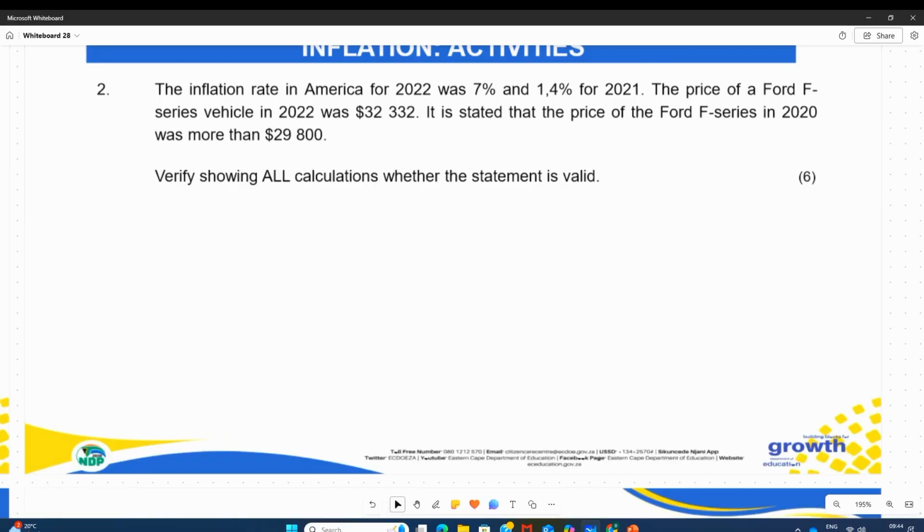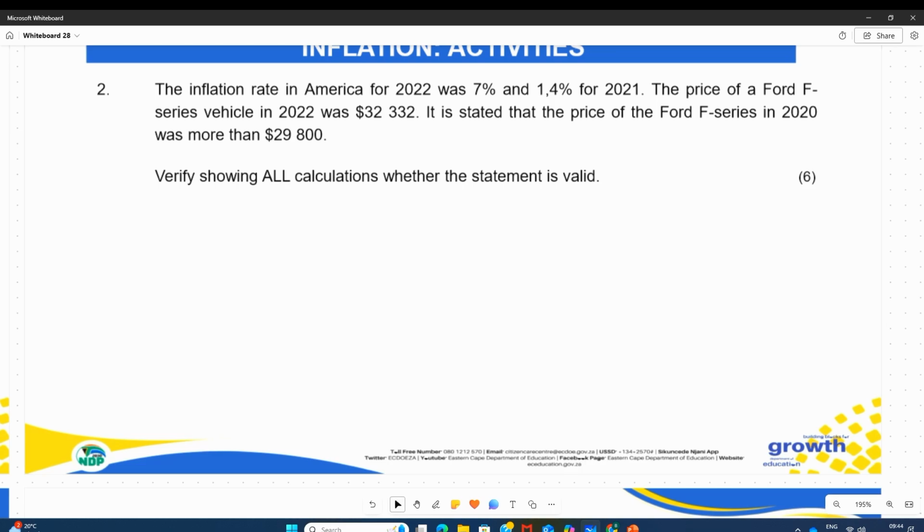Now let us check our second question. That will be talking about something different from this one. So let us go to activity number two. Now it's a different story. We are no longer calculating the inflation rate.